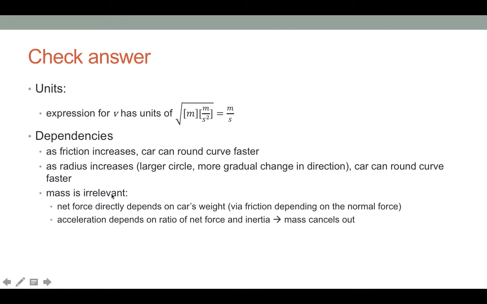Now, the mass turns out to be irrelevant because the net force, which is friction, depends on the car's weight via the normal force. In addition, the acceleration also depends on the ratio of the net force to the inertia. Well, the net force depends on the mass. The inertia is the mass, so we've got mass divided by mass, and mass will cancel out. The mass of the car does turn out to be irrelevant. So our answer should make sense. We're done.